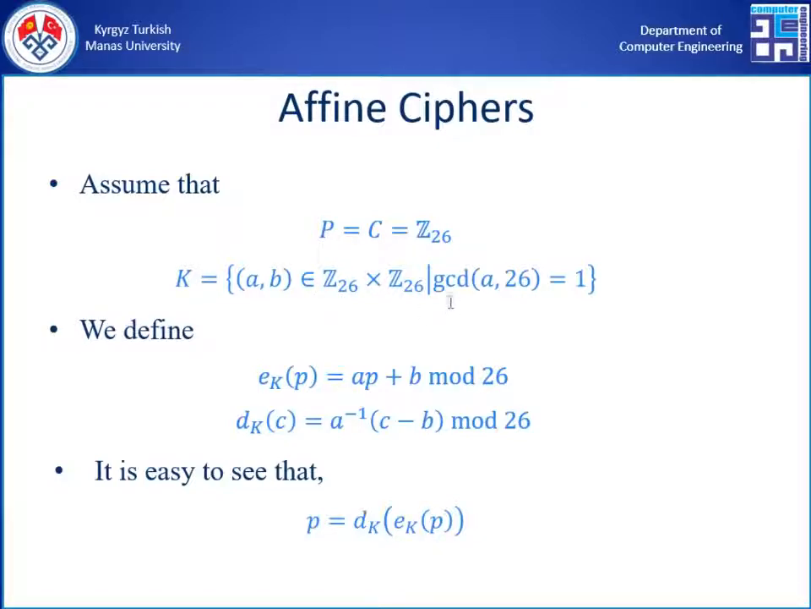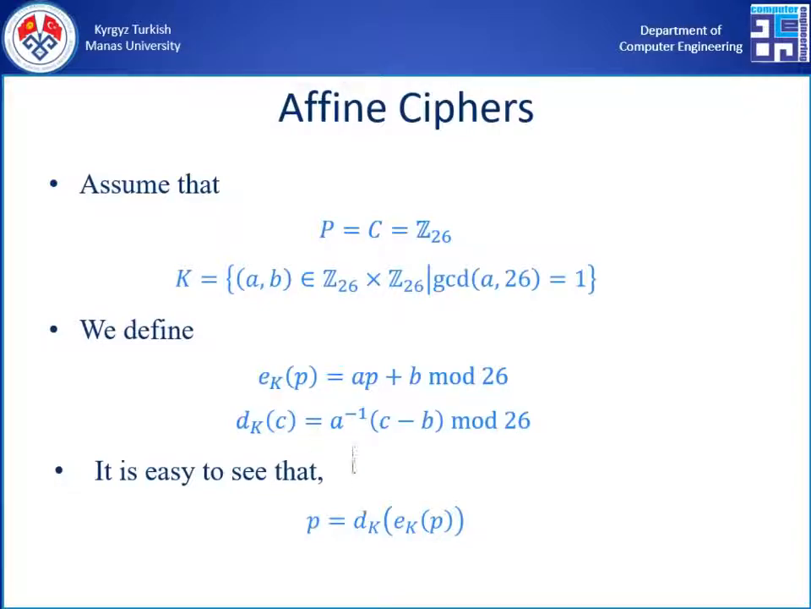We need the greatest common divisor of this A part of the key and the modulus, which is 26 in our case, to be equal to 1. After we define our key in this form, we can define our encryption algorithm, which we have seen in the previous slide, and we can define our decryption algorithm. So here we have one more term, A to the power minus 1, which is called the multiplicative inverse.